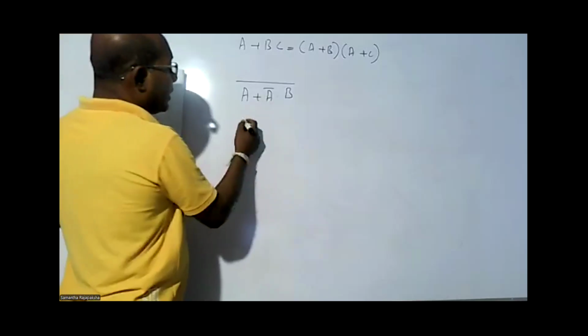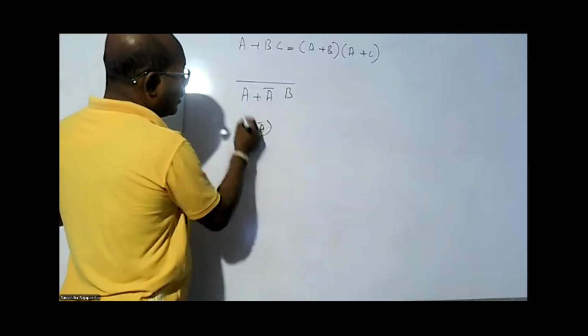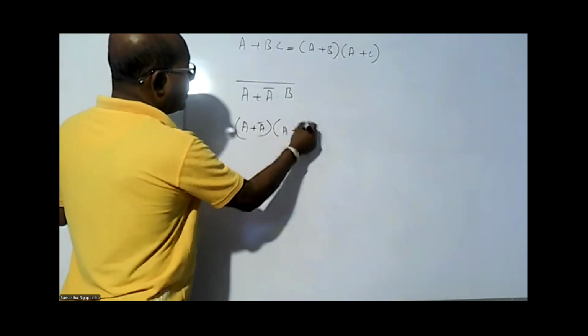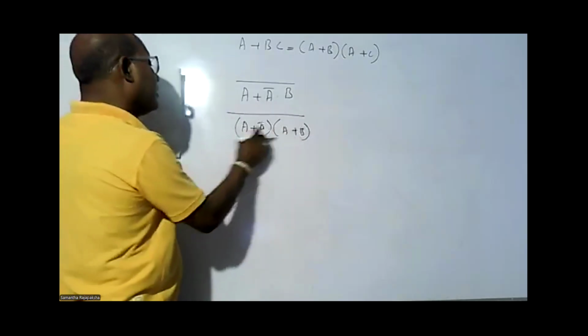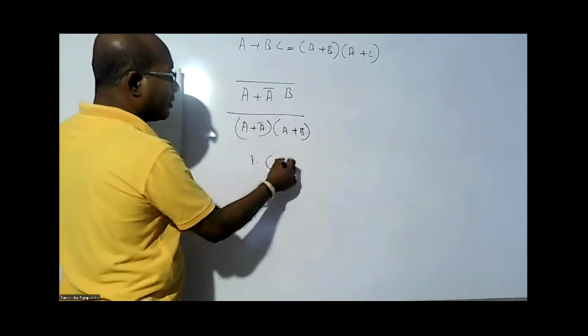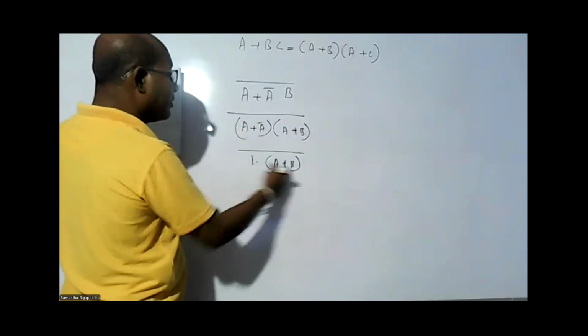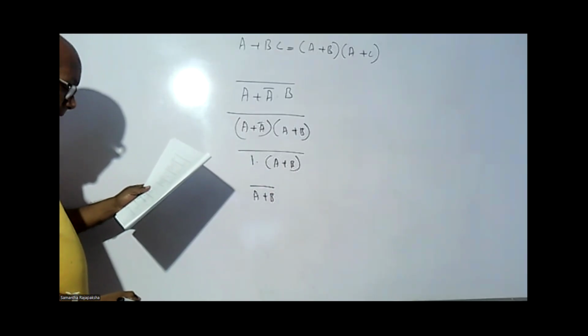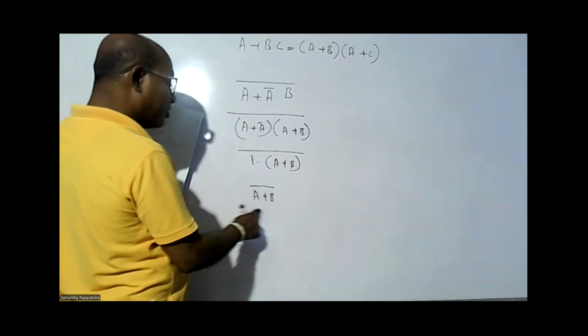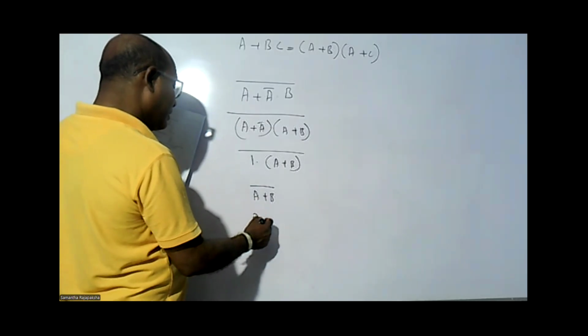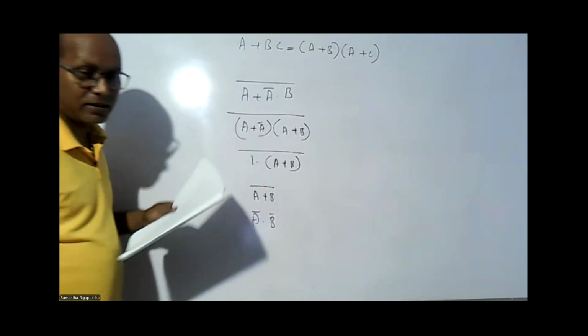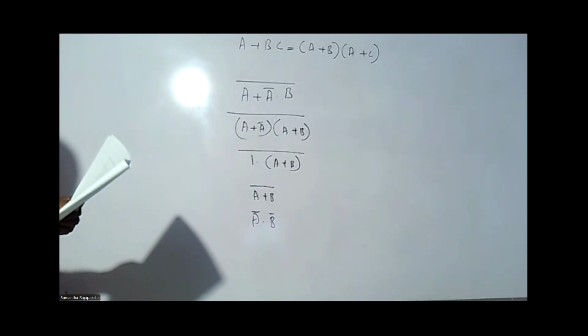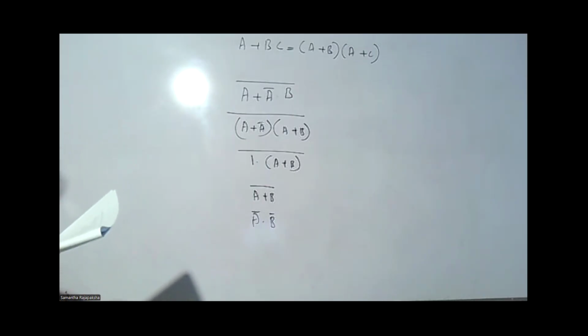When you apply that, you can write A plus A bar and A plus B, and then the bar. Remember, A plus A bar is 1. That's the complement law. 1 into something is the same thing, so A plus B bar. When you simplify this with De Morgan's law, addition changes to multiplication and the bar will be separated. That is A bar and B bar. So the answer is A bar B bar. That's the easy way to do it.